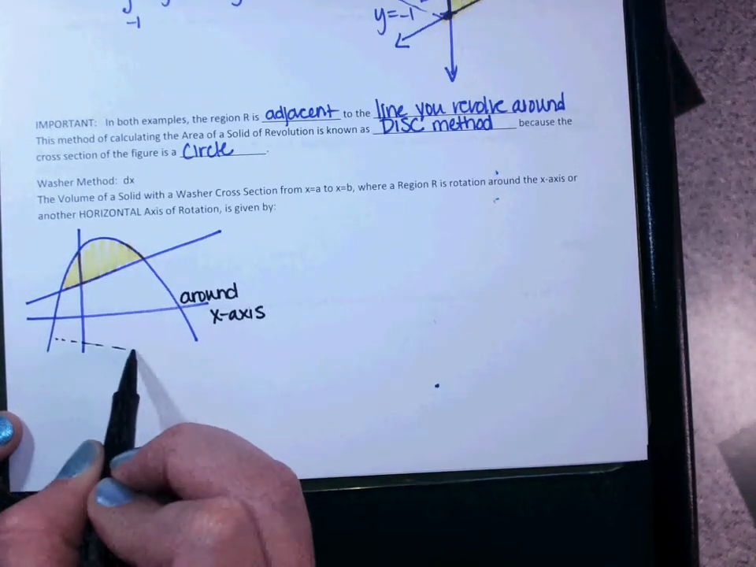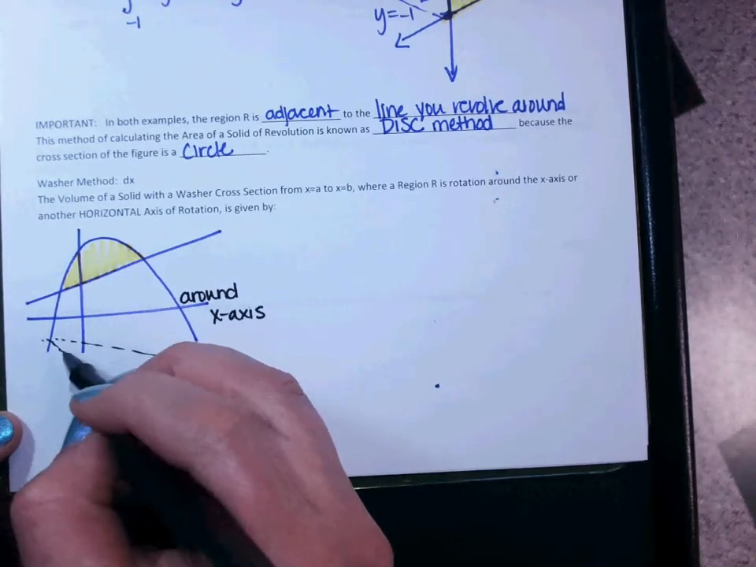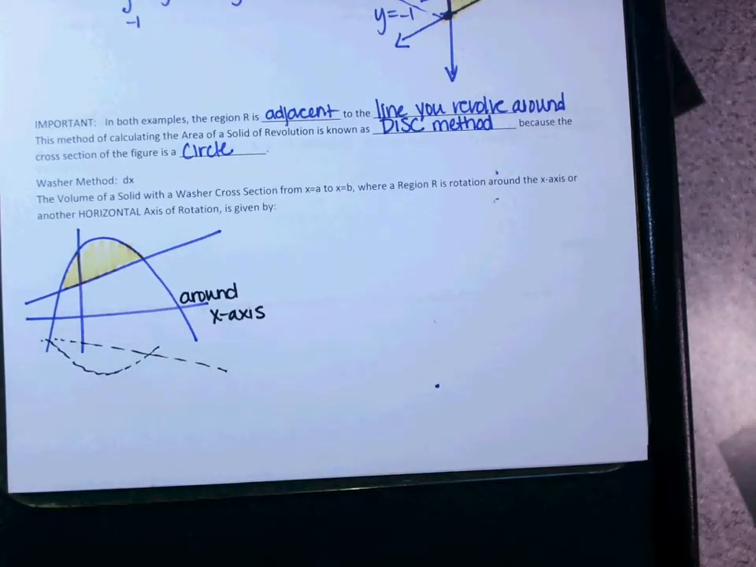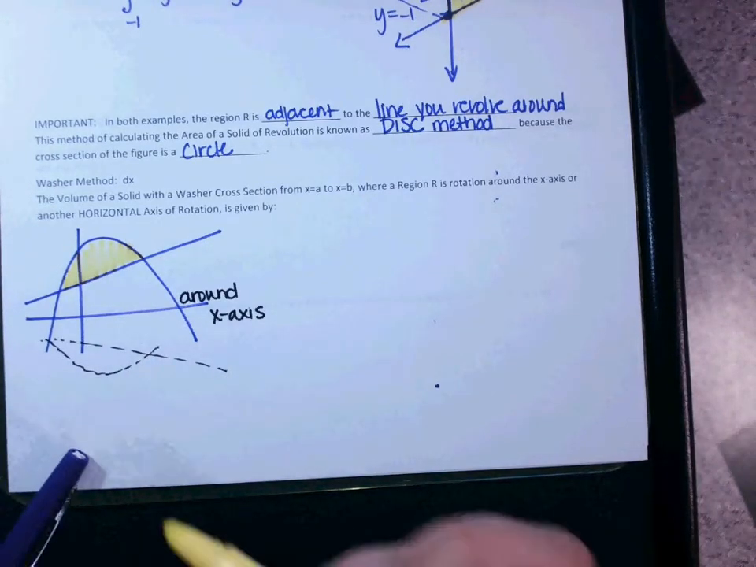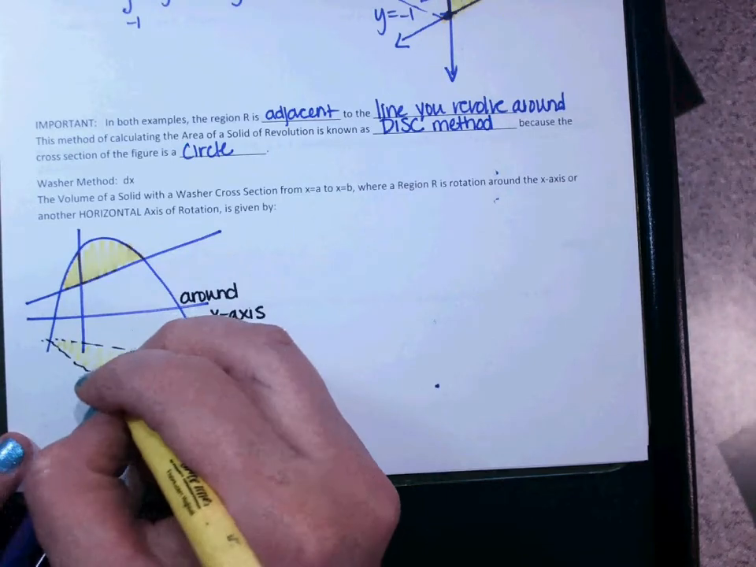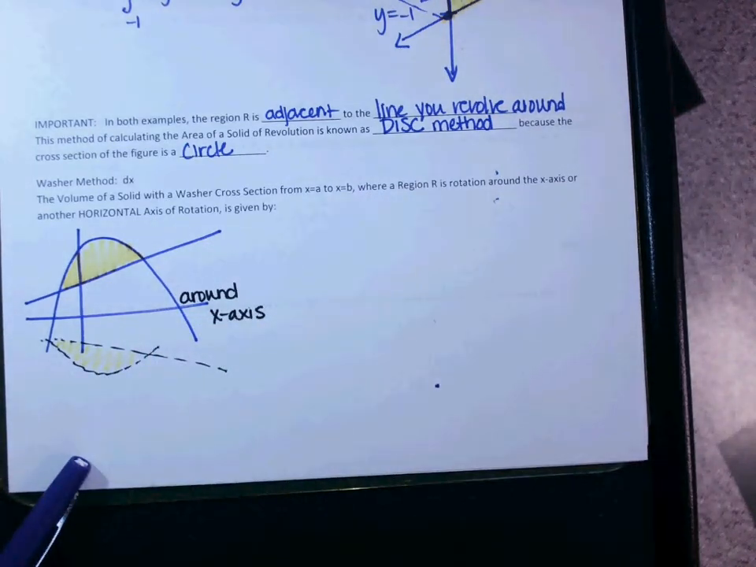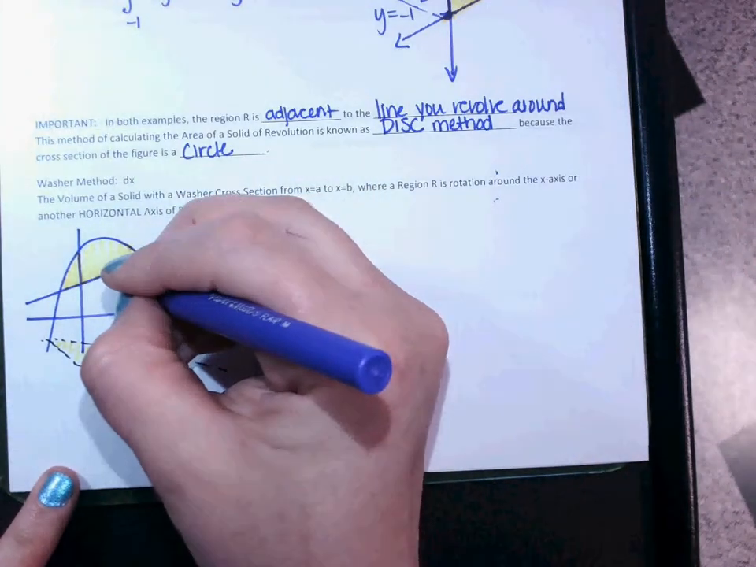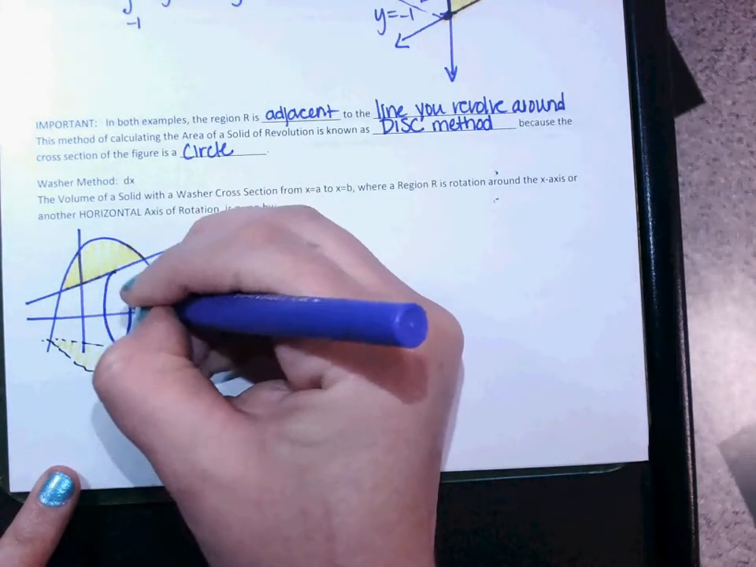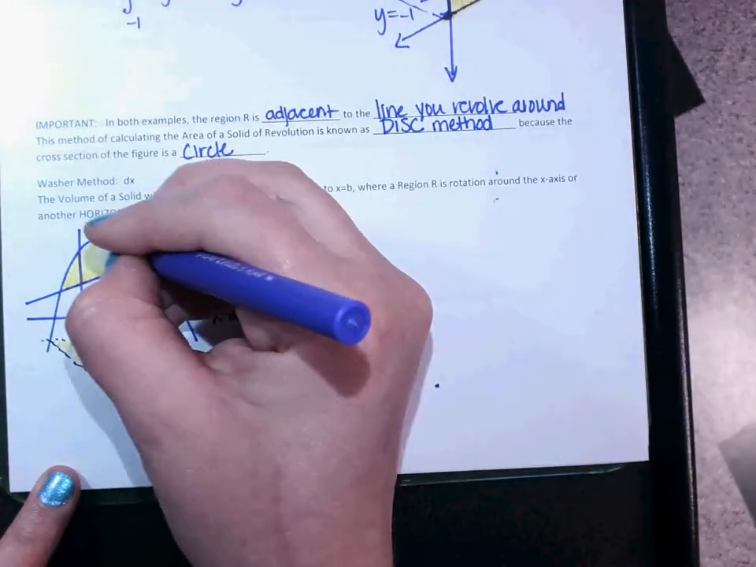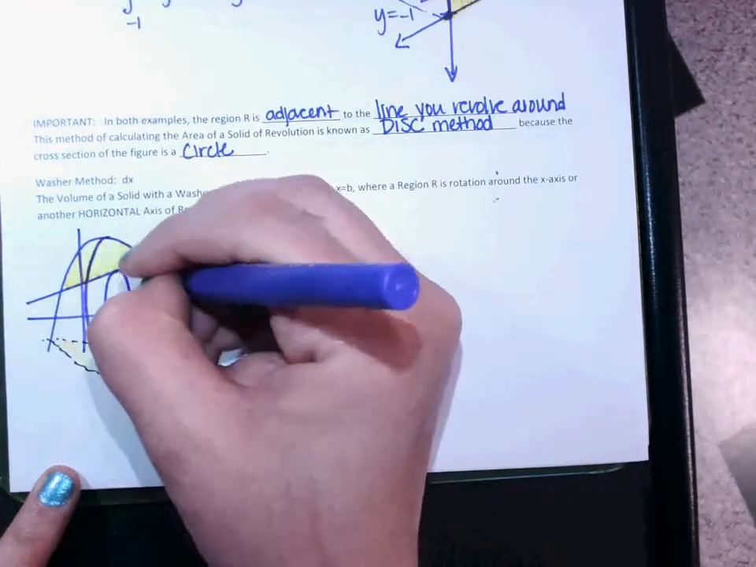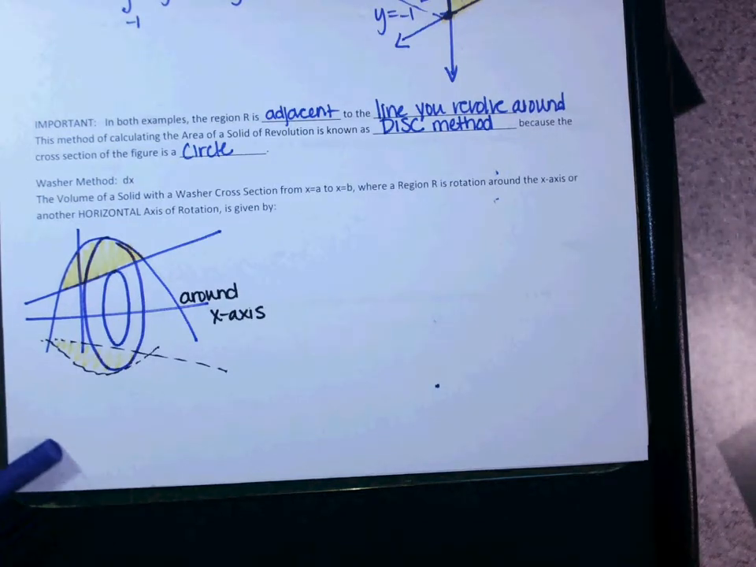Try to draw like a little reflection down here, of the other side of your region. So it would look like that. And then as you rotate that around, what you're going to notice is that if you were to slice it, you would have a donut as your cross section. It'll look like this. You'll have an inside radius, and then you'll have an outside radius of the whole thing. Now, I have found a computer thing to show you that a little bit better, okay?